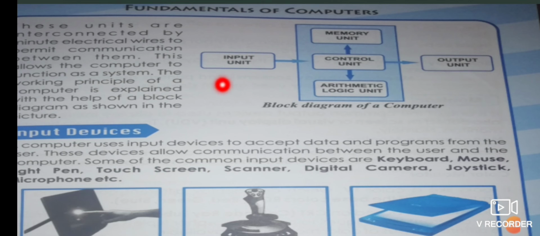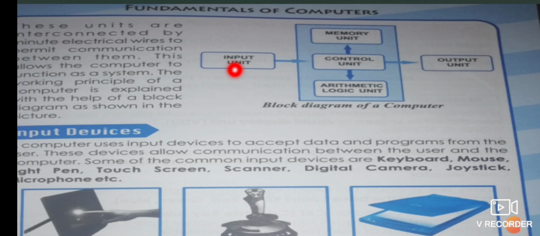5 and 7 will be typed using your keyboard and sent to the memory unit first, where 5 and 7 get stored temporarily. Then 5 and 7 move on to the arithmetic logic unit. 5 plus 7 is 12. This 12 will be processed inside the ALU and moved on to the control unit, and finally sent to the output unit. Output devices like a monitor or printer will display the result. In this way your computer functions.